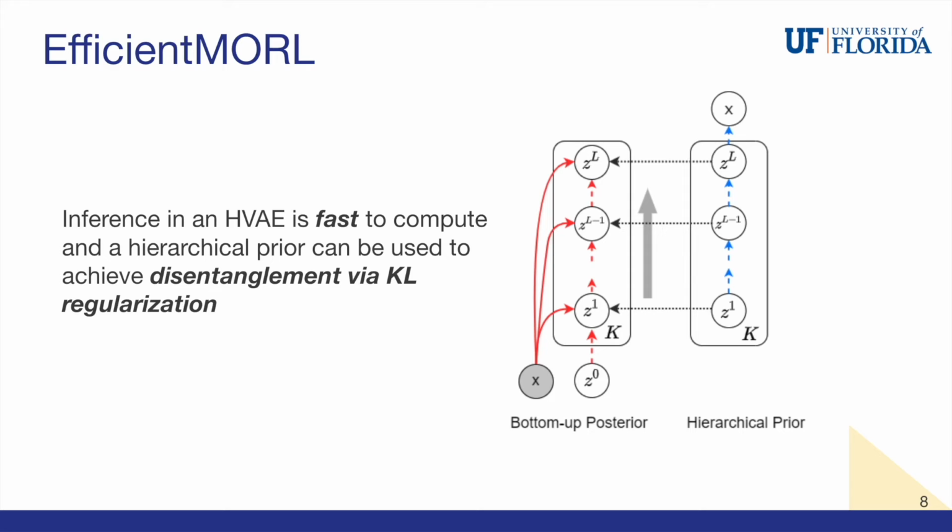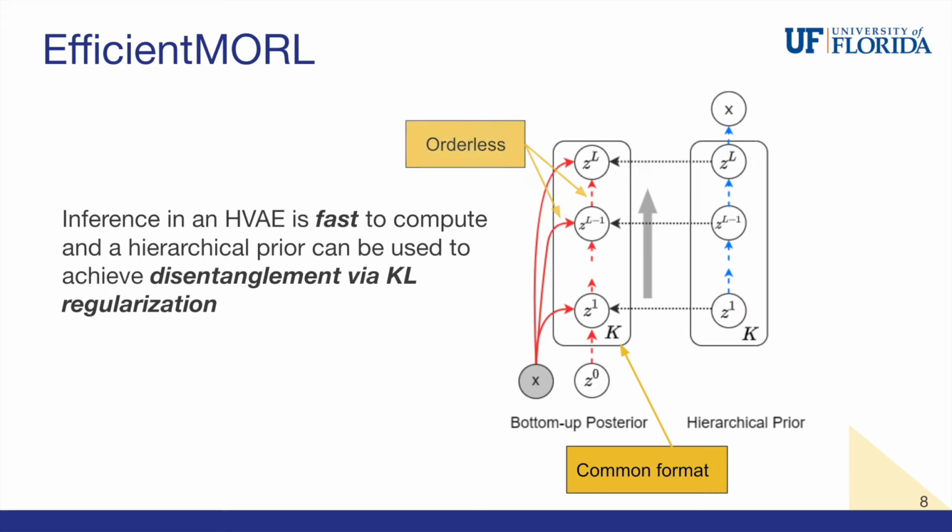To summarize, representations share a common format in that the set contains k object-centric vectors of the same dimensionality. The orderless property is achieved by transformer-like pixel-to-slot attention at each stochastic layer of the bottom-up posterior. Disentanglement is achieved by regularizing the posterior with a hierarchical KL against the prior.